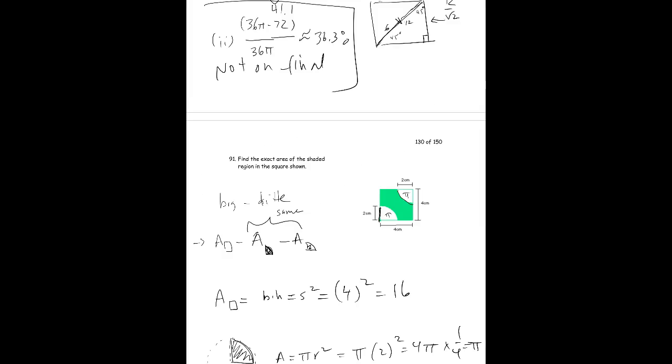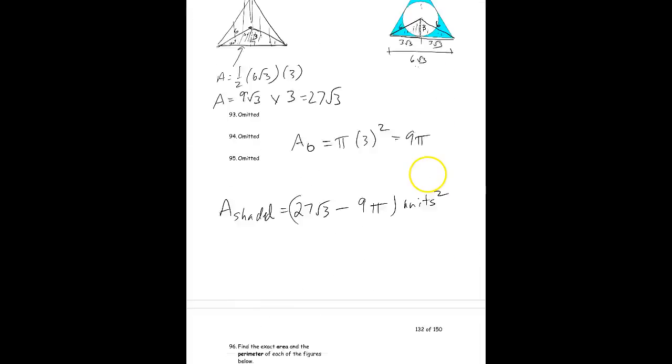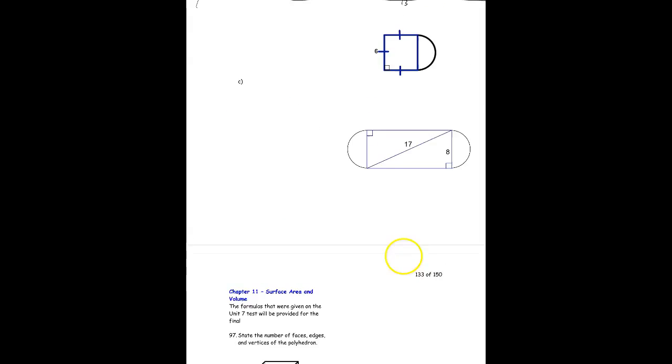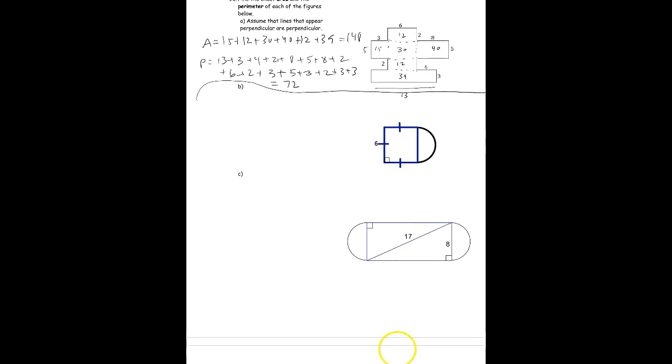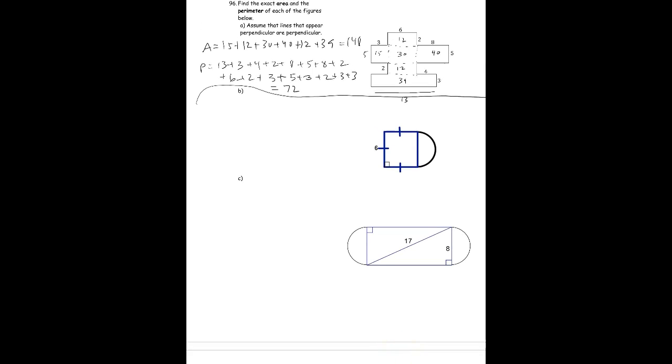Alright, so 96B, whoa, what happened there? 96B, we have the area is essentially the area of a square plus the area of a half circle. So the area of this square is pretty straightforward. Looks like 6 on a side, so that's going to be 6 squared, or 36.